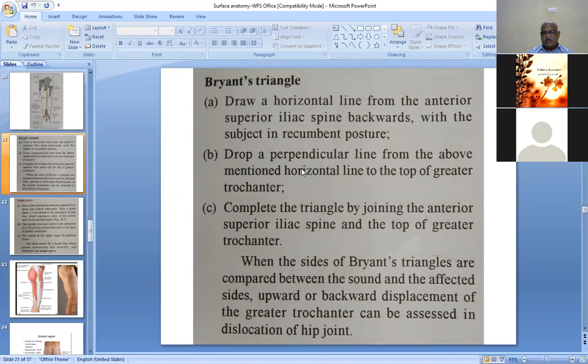Draw a horizontal line from the anterior superior iliac spine backwards with the subject in recumbent position. Drop a perpendicular line from the above mentioned horizontal line to the top of the greater trochanter. Complete the triangle by joining the anterior superior iliac spine and the top of the greater trochanter. When the sides of Bryant's triangle are compared between the sound and affected side, the sound means normal and affected side means damaged or dislocated.